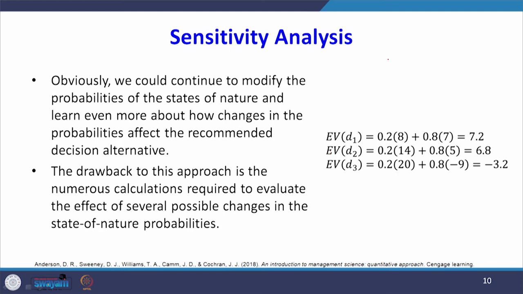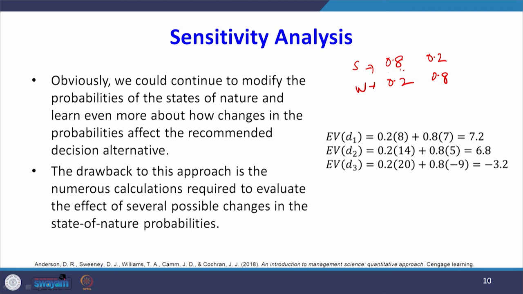So, previously it was 0.8 and 0.2, strong demand and weak demand. Now, we have swapped that. So, this is 0.2, this is 0.8, then we have resolved the problem. We can keep on changing the probability of strong demand: 0.7, 0.9, 0.5, 0.6, and we can resolve the problem. Every time we can see how it is affecting our recommended decision.